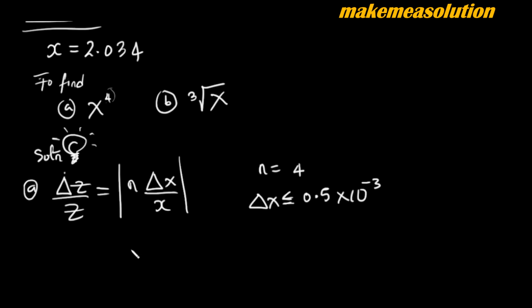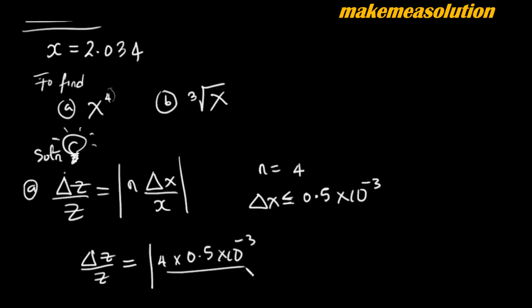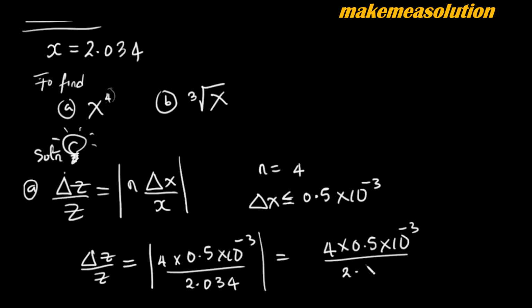So if I have it in this way, I now have everything I'm looking for. So my delta z over z is now going to be what? How do you calculate delta z over z? You have n, which in this case is 4, and modulus delta x is 0.5 times 10 to the power of negative 3, all over x itself, which is 2.034. So this returns 4 times 0.5 times 10 to the power of minus 3 all over 2.034.